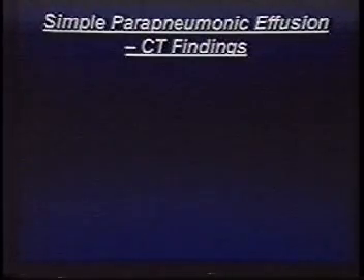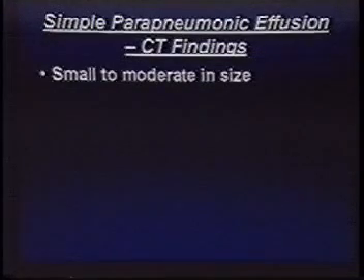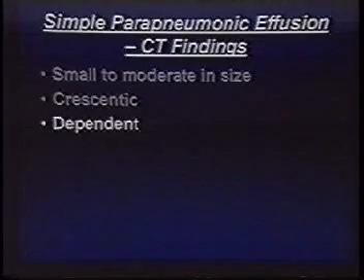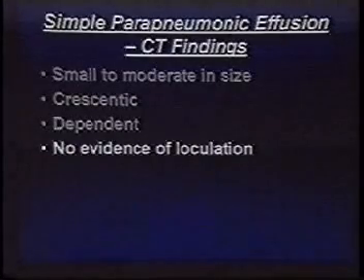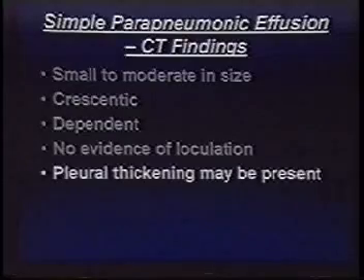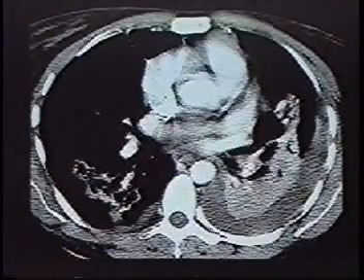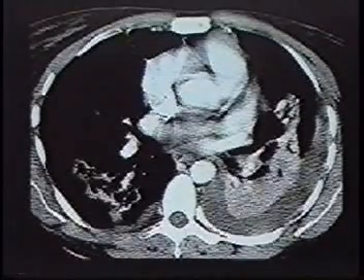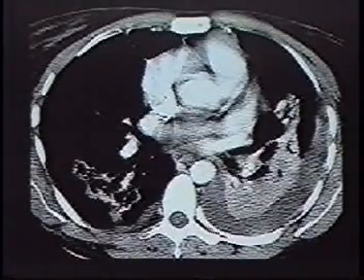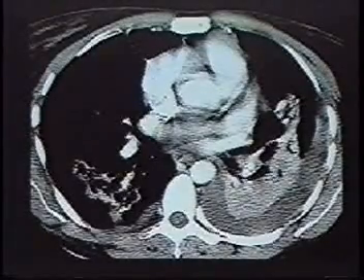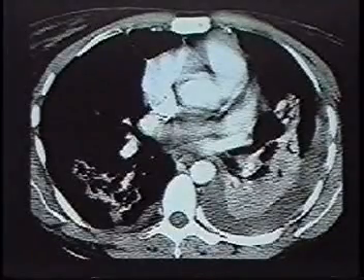On CT, simple parapneumonic effusions are small to moderate in size, crescentic in shape, dependent in location, demonstrate no evidence of loculation, and may have pleural thickening. On CT, there are bilateral lower lobe consolidations from pneumonia and associated bilateral simple parapneumonic effusions. Note the crescentic configuration, the small size, and the absence of loculation and pleural thickening.